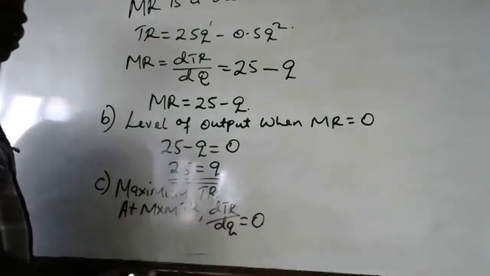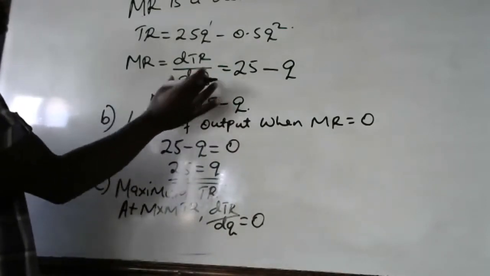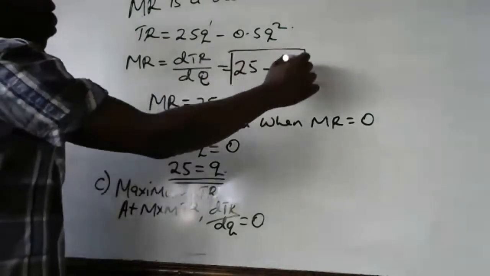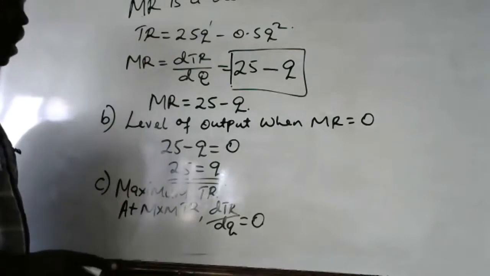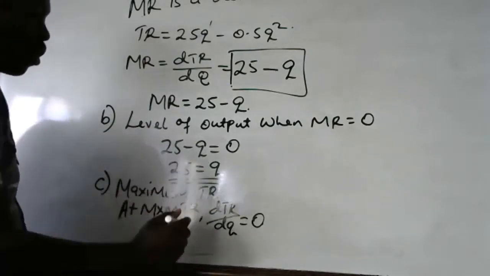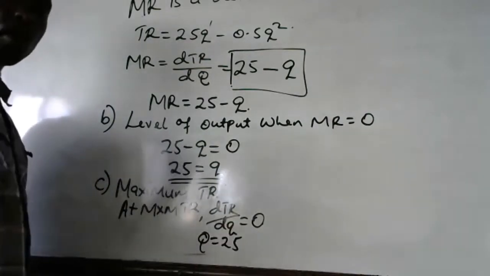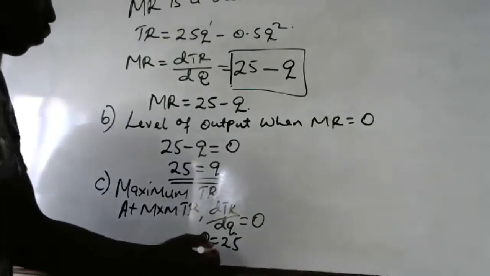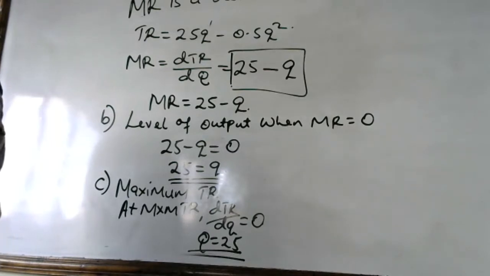But change in TR over change in Q is the same as the MR. So if you equate this to zero, remember MR was obtained by doing change in TR over change in Q, which is the gradient function of the total revenue. And once we equated this to zero, we found that quantity was equal to 25. So the number of units to be sold for the revenue to be maximum is 25. If we sell 25 units, then we are going to realize the maximum revenue.